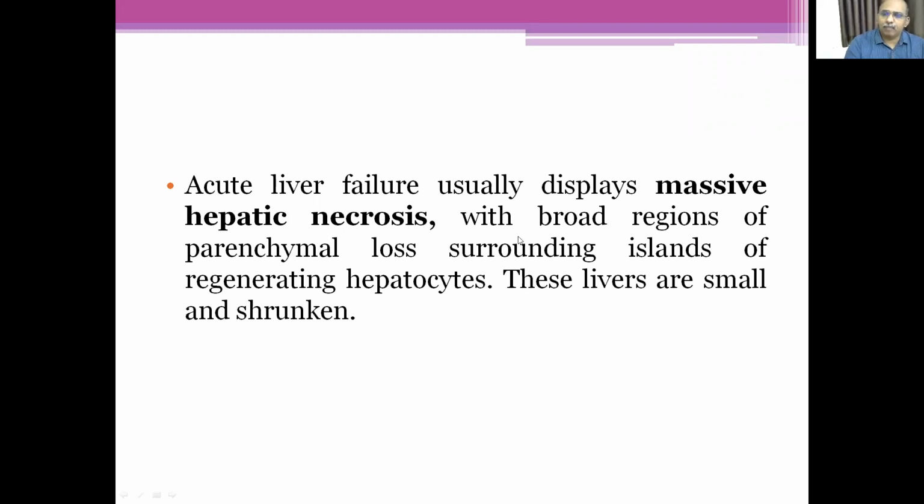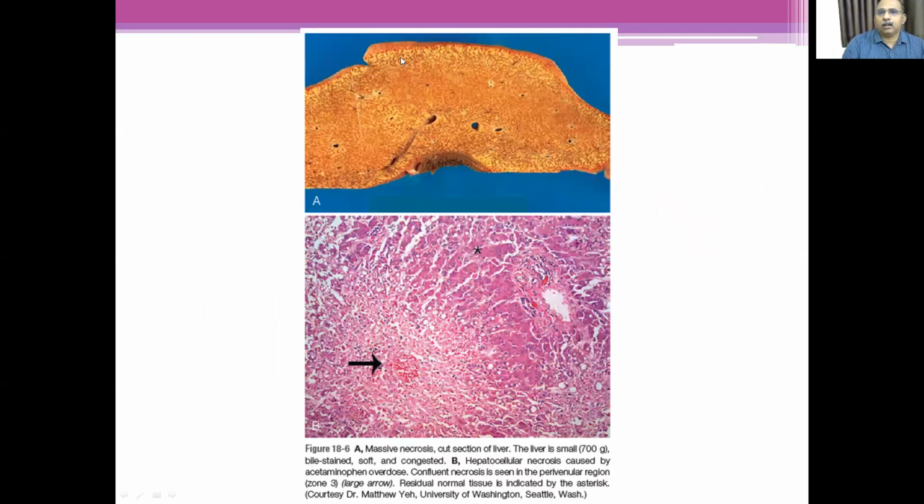Parenchymal loss means hepatocyte loss surrounding islands of regenerating hepatocytes. Only a few hepatocytes are seen which are regenerating. So when there is a loss of hepatocytes, the livers are usually small and shrunken in size. This is the gross picture. This reddish part is the necrotic material, and this yellowish part is the fatty liver.